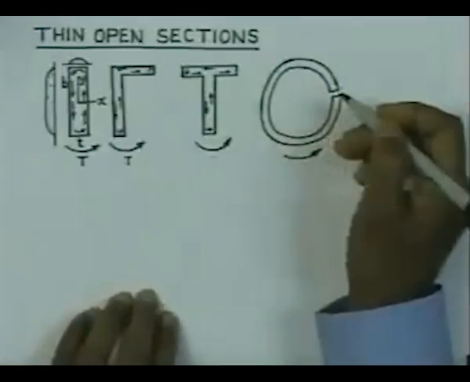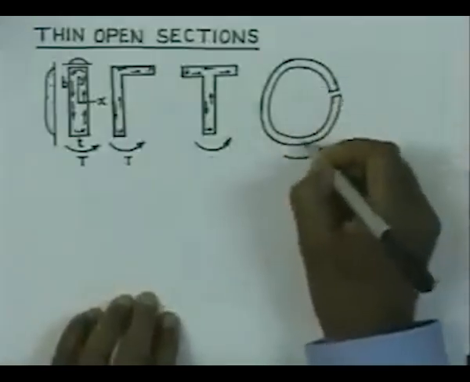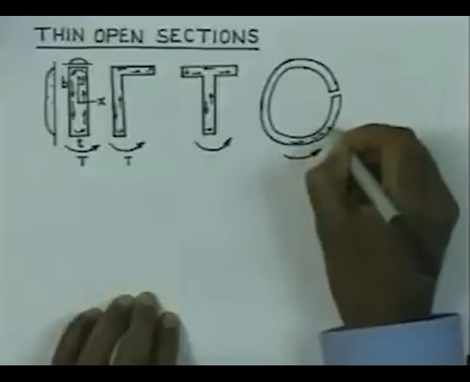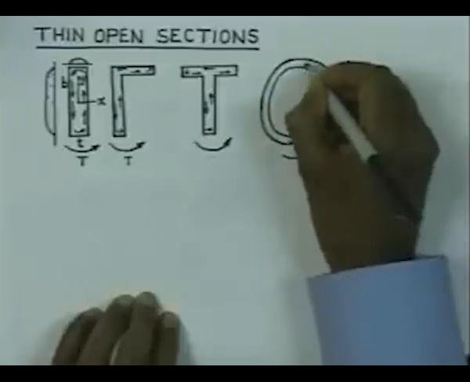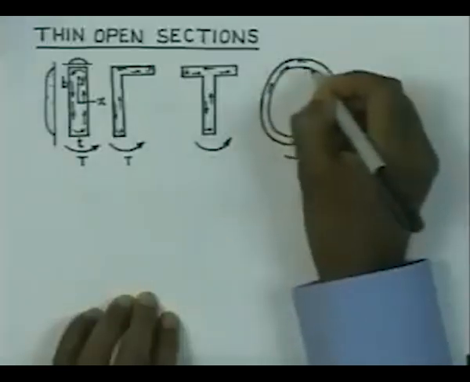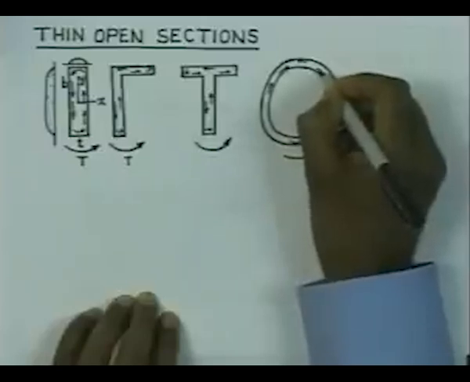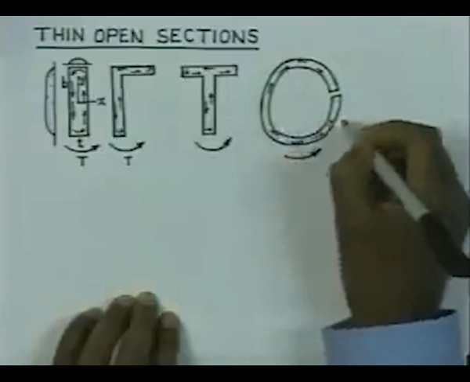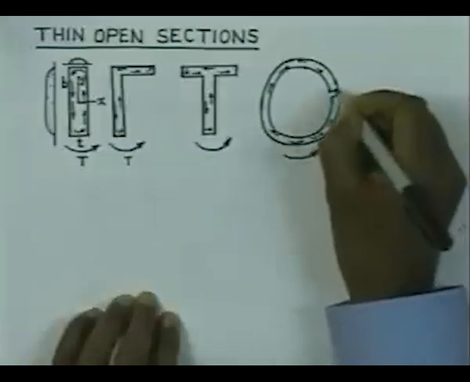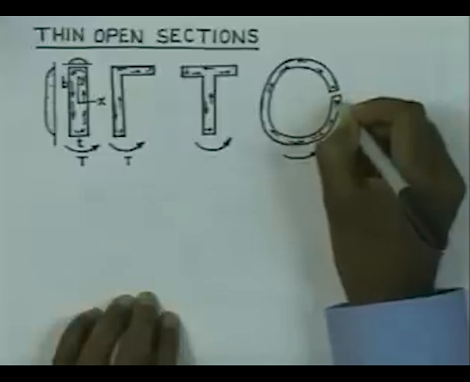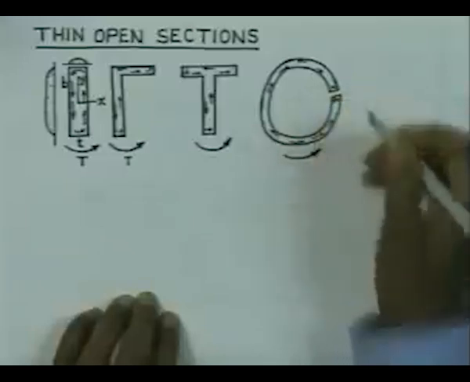For this section, if this is the torque, then at the outer boundary it will be all anti-clockwise, and at the inner boundary it is going to be clockwise. And of course, at the edges it will try to close the loop. So, therefore, here it will be like this, and at this edge it will be like this.